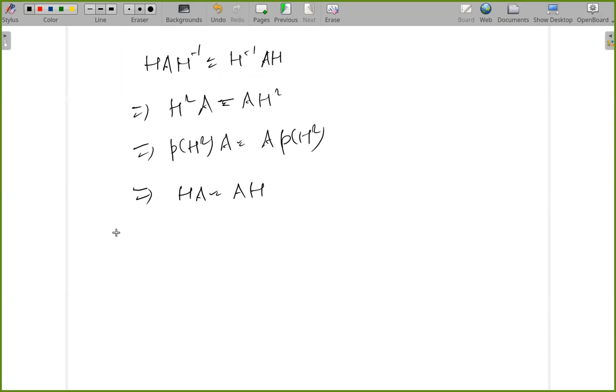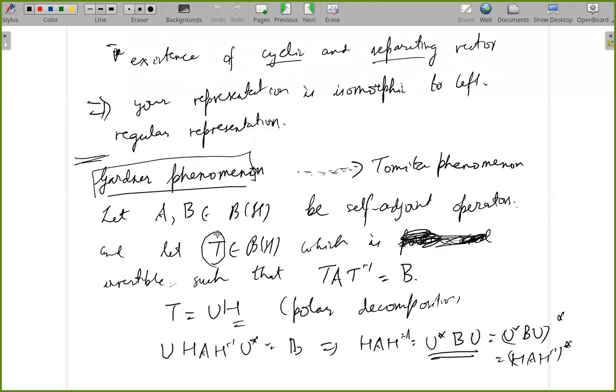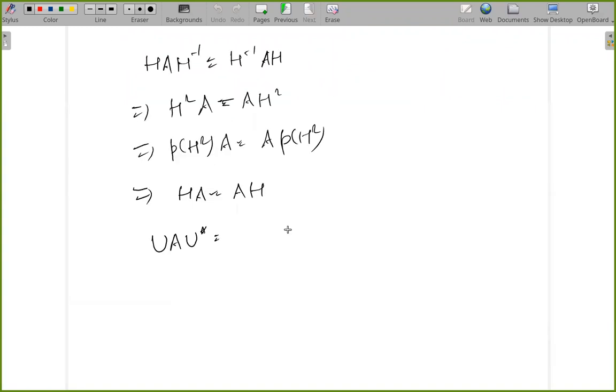And here. So what does that tell me now? So UAU star. So let's go back to what we had here. So we had H inverse, this will cancel, like I can move H around, so it will cancel off. So what I have concluded is that UAU star is in fact equal to B.